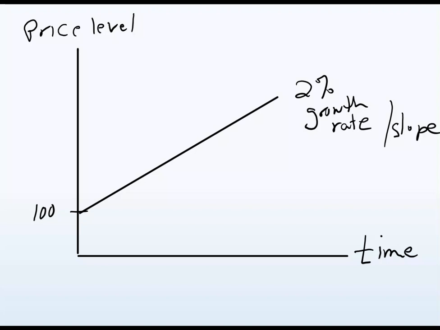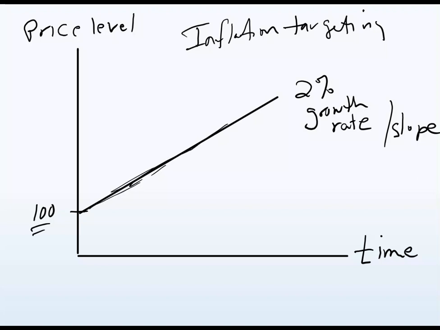So here I have a graph of the price level on the y-axis and time on the x-axis. And I'm looking at the price level. Let's assume we start out at 100 right here. And the price level grows at 2% all the way up, basically a 2% slope. And so if we're doing inflation targeting, which by the way is what the Fed is doing now, and we assume that the target is 2%, then we're going to move along this line.